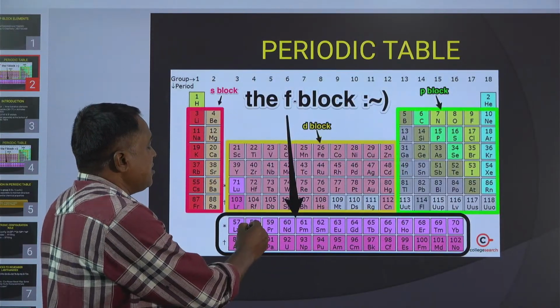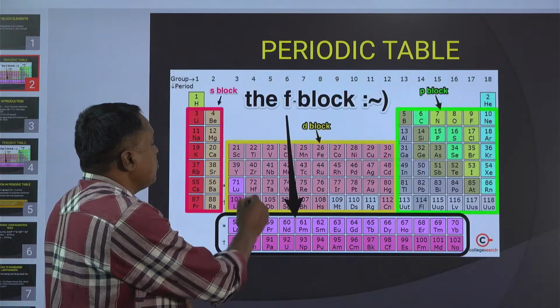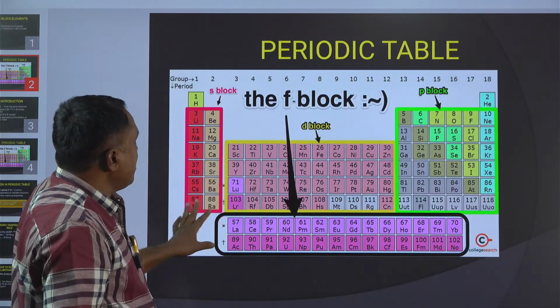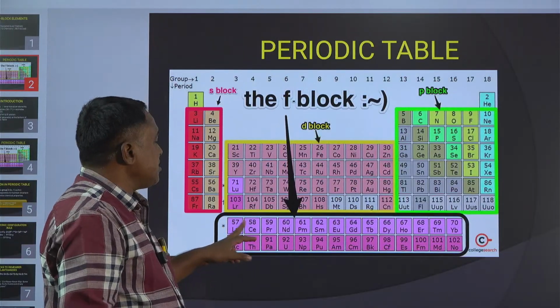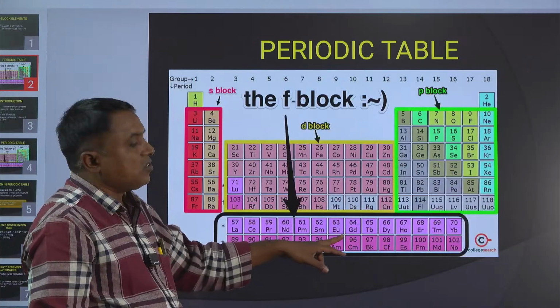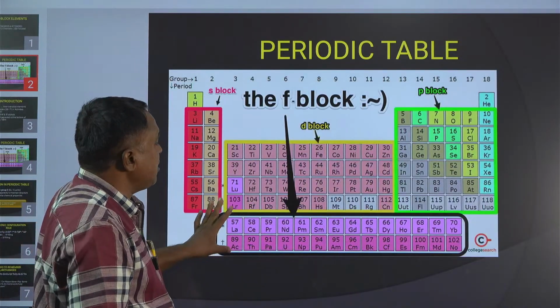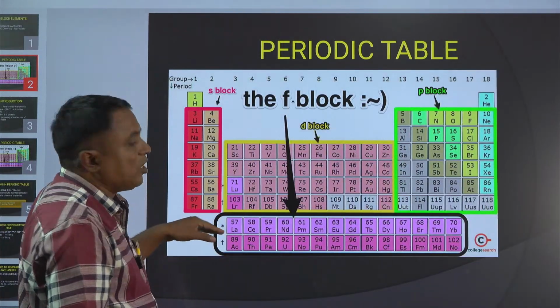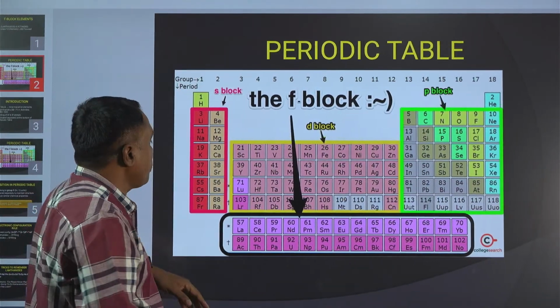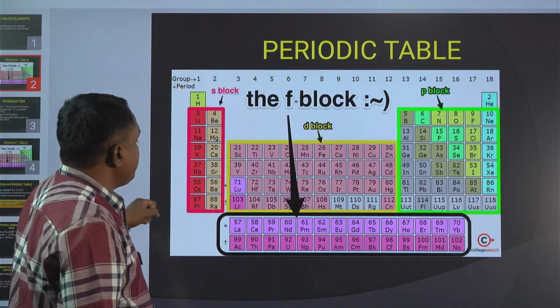First inner transition series is from cerium 58 to lutetium 71. So totally, first inner transition series elements are 14, and second inner transition elements are also 14. So totally 28 elements are present at the bottom of the periodic table under the inner transition series.